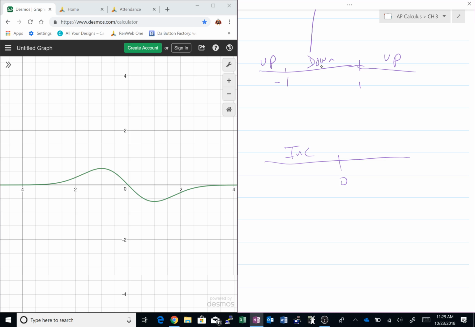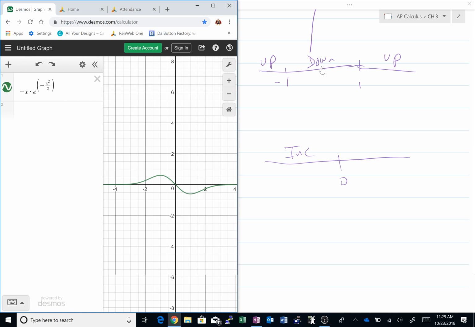What is this equation? We don't know. This is the first derivative of something. The derivative is -x times e to the -x squared over 2. This is y prime.